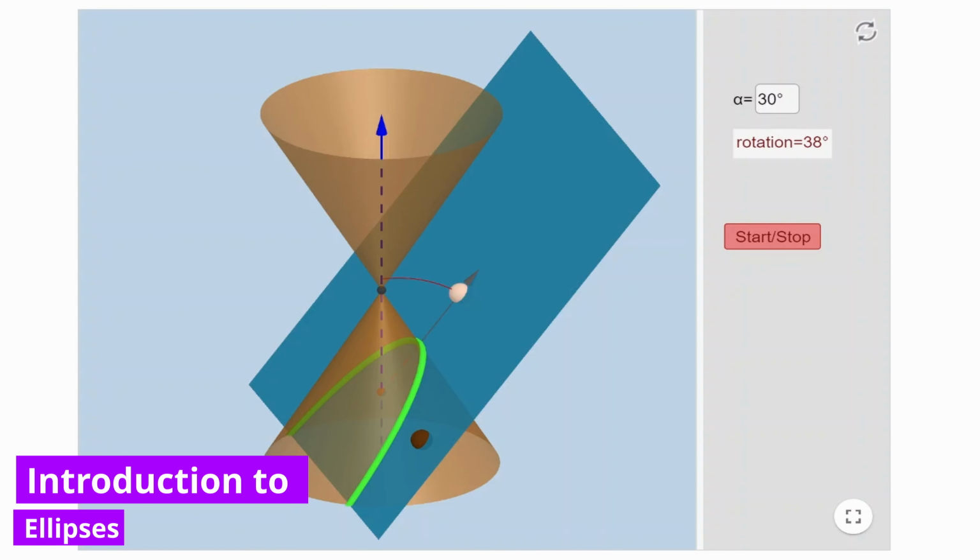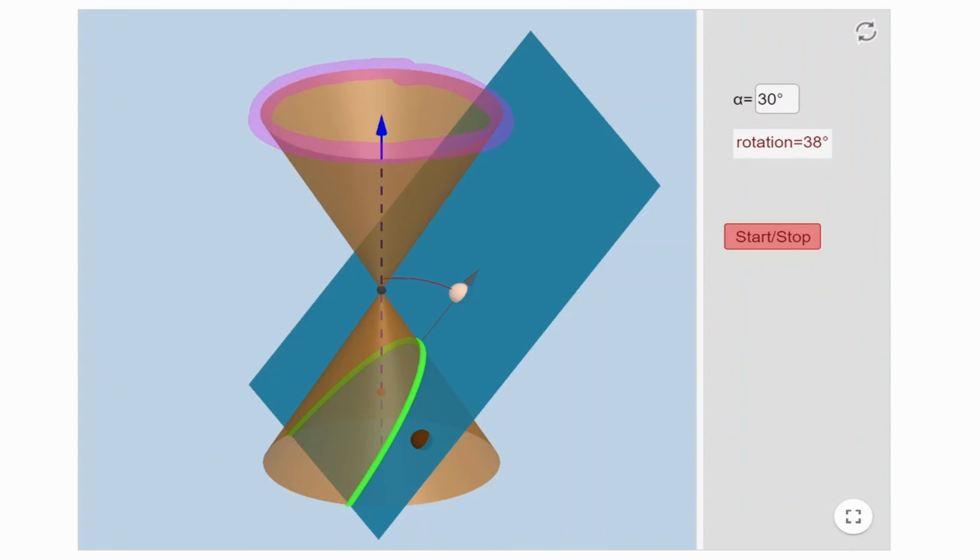Welcome. Let's understand ellipses as a conic section. Well, let's consider the case where we have two cones. The one here in the top and the one here in the bottom. And then in addition, we introduce a plane. The one here in blue.